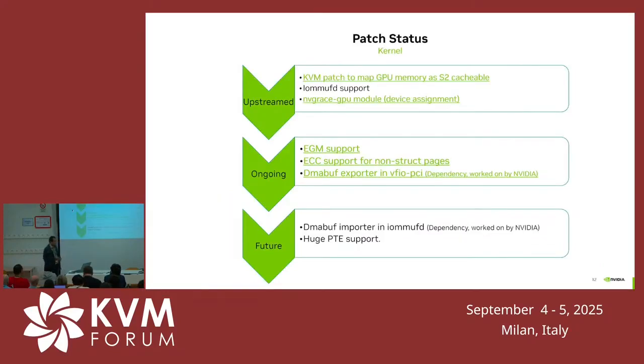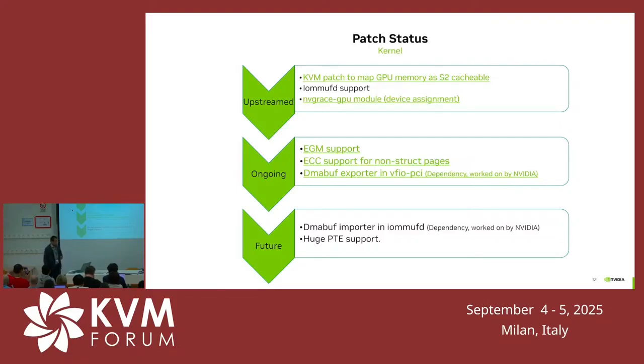So the patch status: the first thing is that the KVM patch to map the GPU memory as cacheable is in. Earlier it used to be mapped as device. Now it can be mapped as cacheable because we need properties like unaligned accesses and prefetching and all the good stuff with normal memory, and it is actually normal memory. So now it is being tagged with cacheable. The IOMMU FD support is also in now, which is also a dependency. An honorable mention: the NV Grace module, the GPU module, is already in tree. Whatever I discussed has a lot of similarity with device assignment, and that part is already in tree.